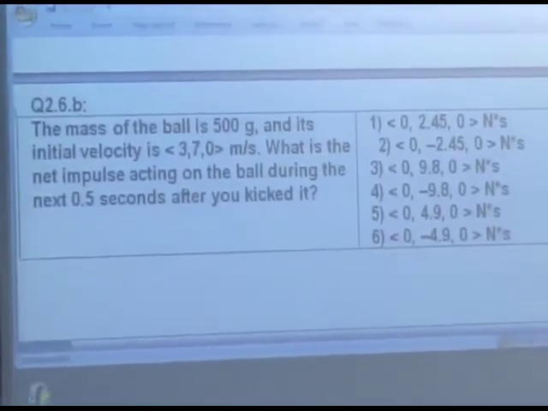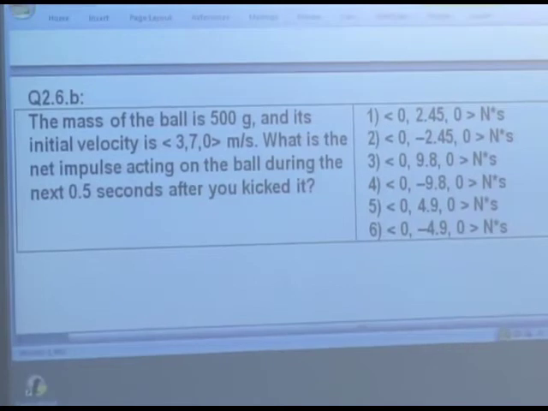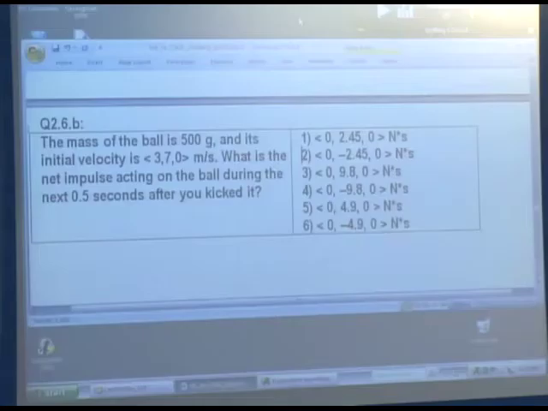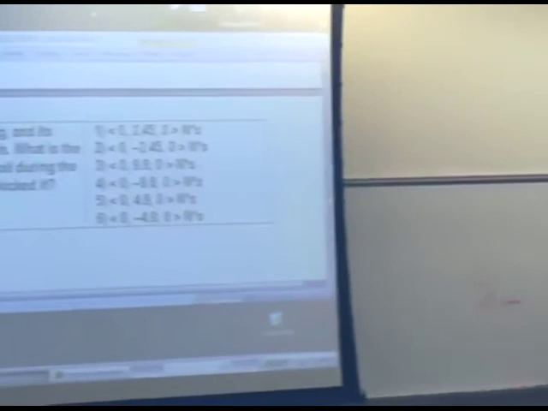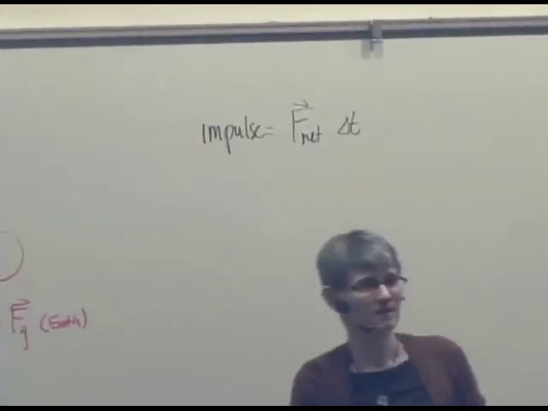If the ball's mass is 500 grams, we know its initial velocity. What is the net impulse acting on the ball during the next 0.5 seconds after you kicked it? The net impulse. Remember what's impulse? Impulse is F net delta t. So what's F net?